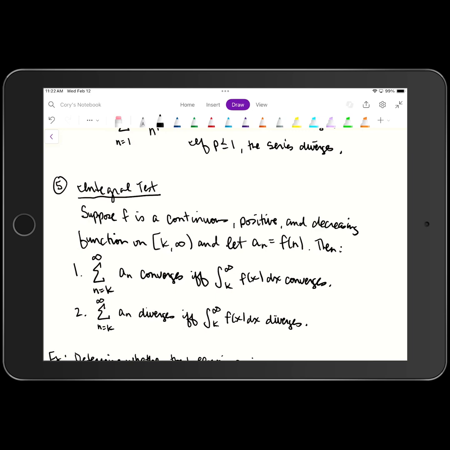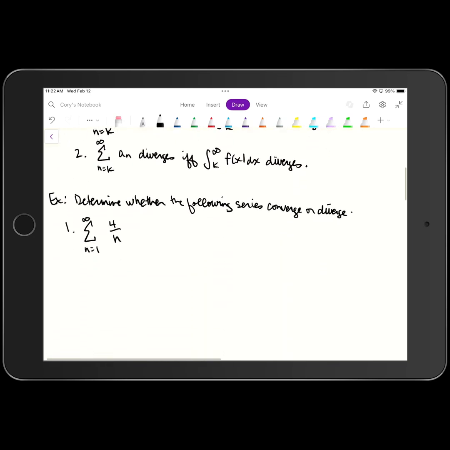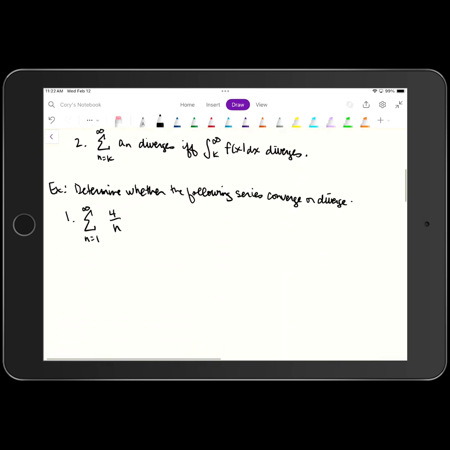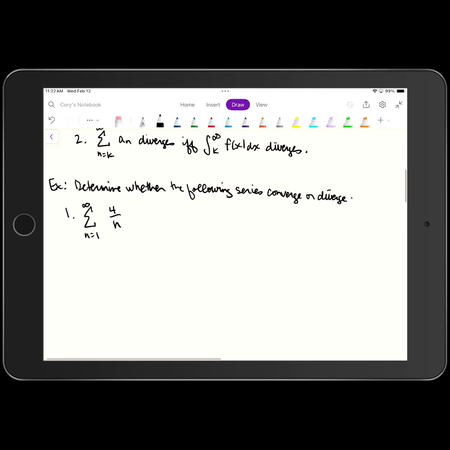All right, and statement number 2 says if the sum from n equal to k to infinity of a sub n diverges, that is if and only if the integral from k to infinity of f of x, which we are integrating with respect to x, diverges. Okay, so we'll take a look at a few examples of both the P-series test and the integral test.